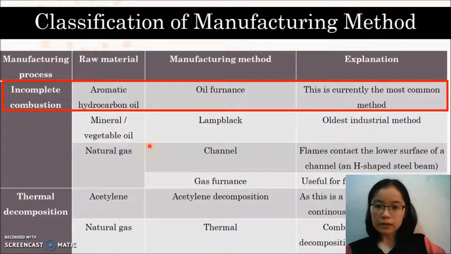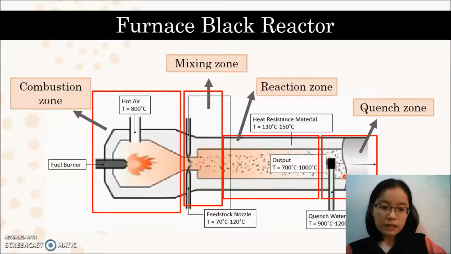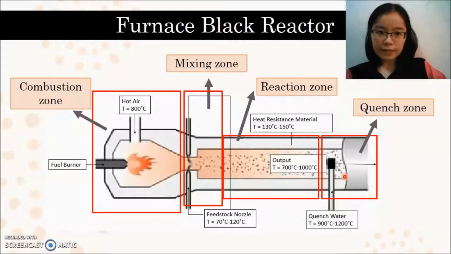Hi, I'm Jomin. Now I would like to talk about the classification of manufacturing carbon black methods. There are a lot of manufacturing methods shown in this table, but our group has finalized by using the oil furnace manufacturing method to produce carbon black. This is currently the most common method used globally, where the raw material is the aromatic hydrocarbon oil, which involves the incomplete combustion.